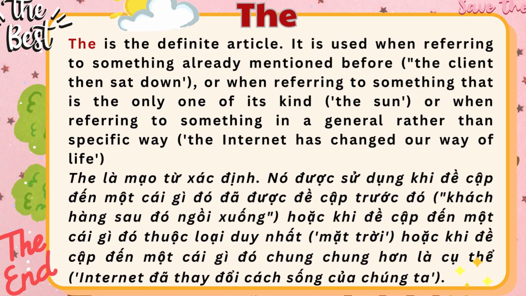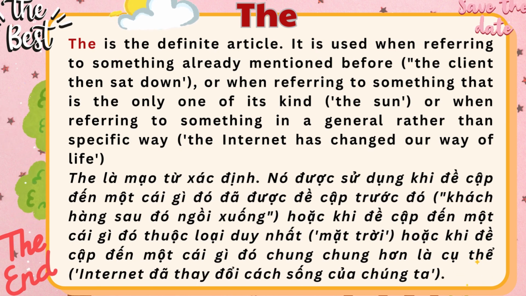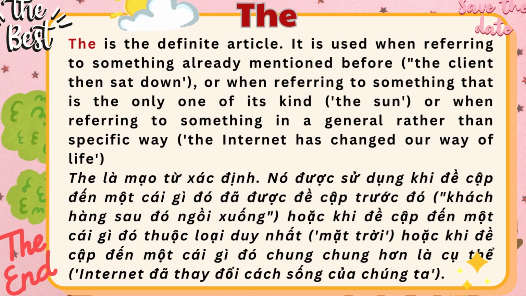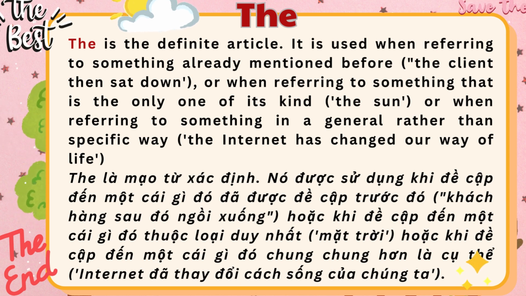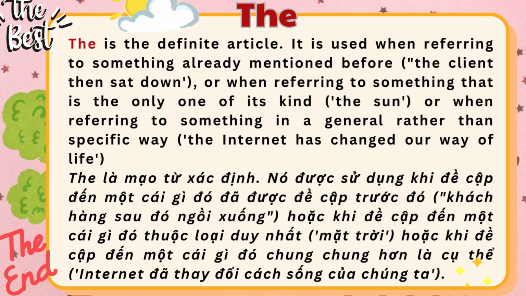The is the definite article. It is used when referring to something already mentioned before. For example, the client then sat down, or when referring to something that is the only one of its kind. For example, the sun, or when referring to something in a general rather than specific way. For example, the internet has changed our way of life.